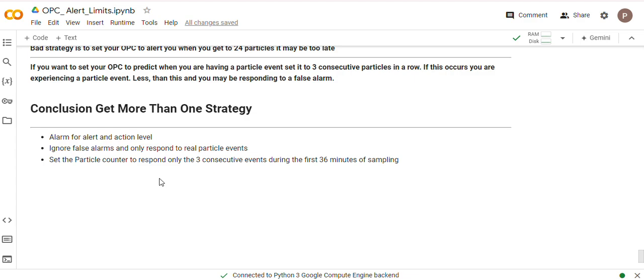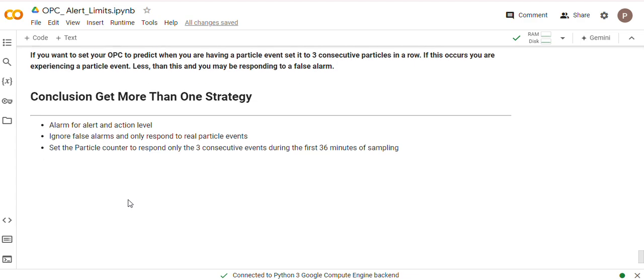Now, in conclusion, you want to set your alert for your action and your alert levels. We showed a little bit about how that math works, or how you could do that by collecting samples and getting a mean and following the math. But in order to ignore your false alarms, the suggestion is that you have these three consecutive events, and only on the third event do you get an alert from the particle counter. And that should solve the problem. But there may be more techniques, because keep in mind that after the first 36 minutes, those three consecutive events may be less significant.